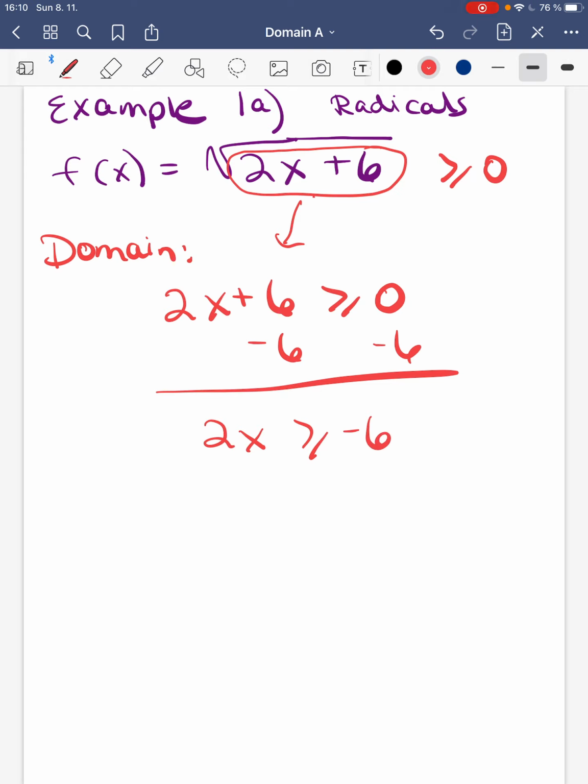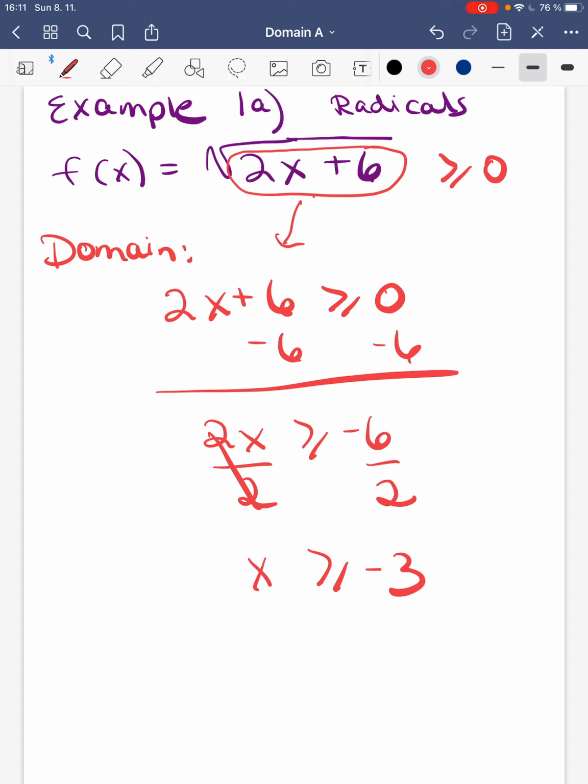And subtraction's okay. The really important difference is if you multiply or divide by a negative number. And we'll talk about that next example. But here, to solve for x, we don't divide by a negative number. We divide by a positive 2, so we don't have to worry about flipping the sign. And the domain is all values for x that are larger than or equal to -3.